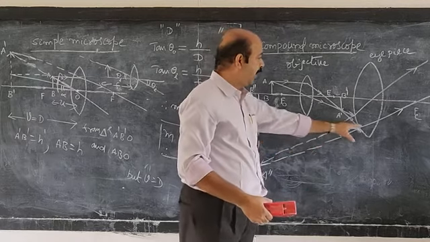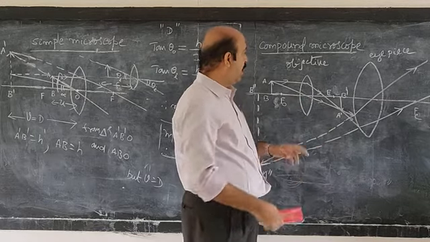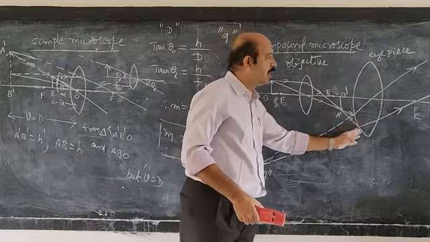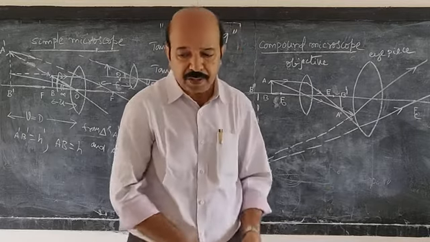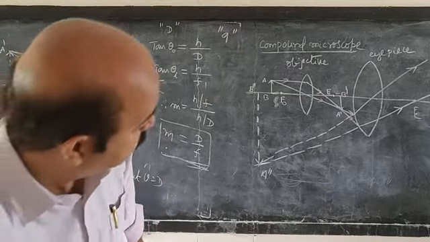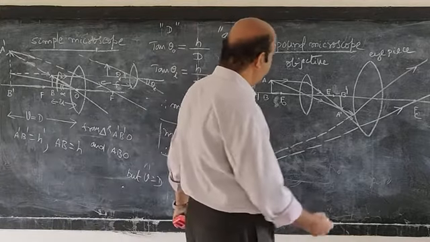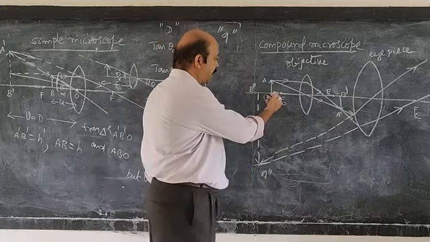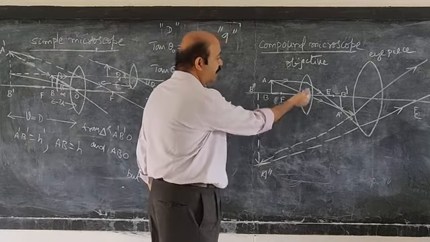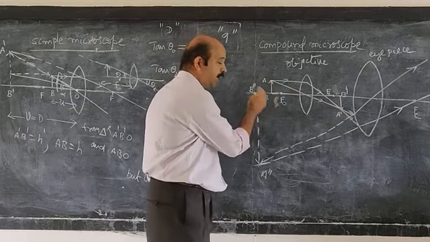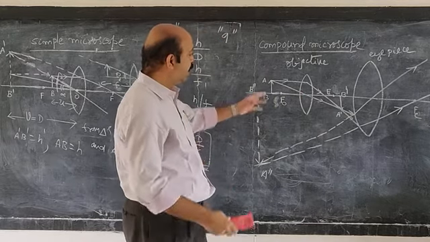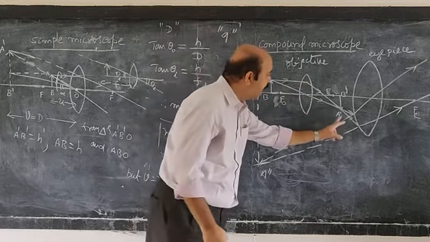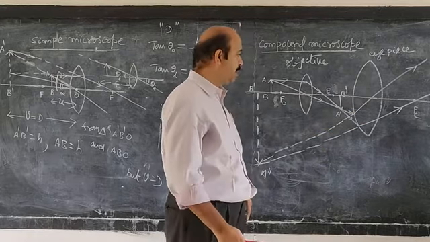Okay, so they are arranged coaxially in a tube, and you see the objective will have shorter focal length, and the eyepiece has larger focal length. Then how the image formation takes place is shown in this diagram. The object is kept very near to the focus of the objective, just behind the focus. So you get a real inverted image formed behind this objective. This acts as object for the eyepiece.